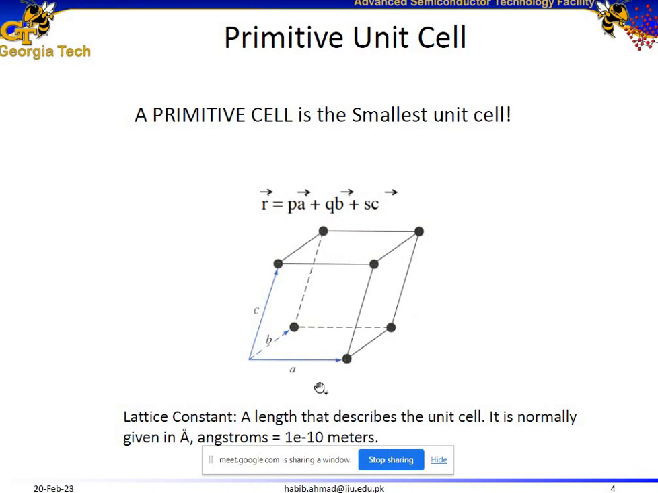For silicon, the crystal structure is different, but the lattice constant for silicon is approximately 5.42 angstroms. An angstrom basically is 1 times 10 to the power of minus 10 meters. So this distance between silicon atoms is 5.42 times 10 to the power of minus 10 meters. And then we have unit vectors along the x-axis, along the y-axis, and also along the z-axis. So you can represent this cuboid in terms of vectorial representation as well.